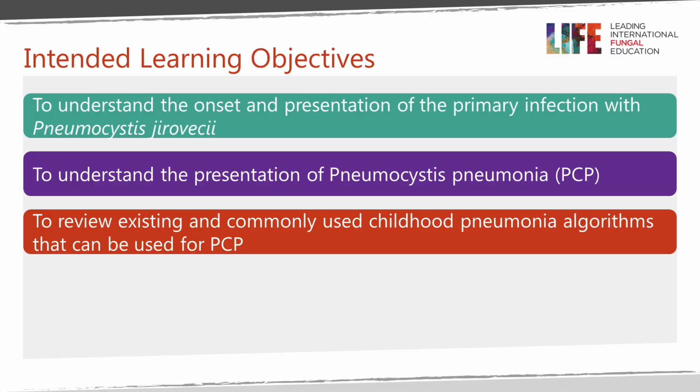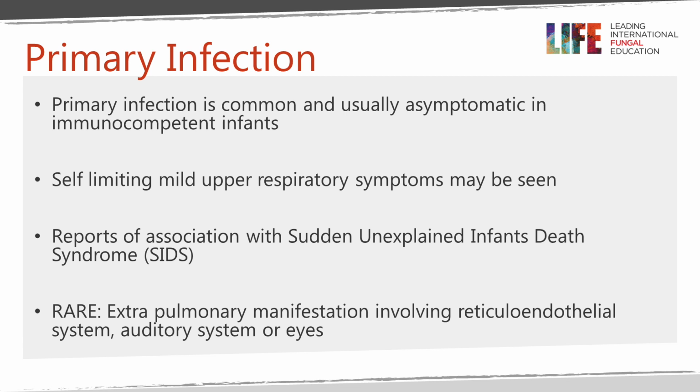So today we're going to be talking about the clinical presentation of Pneumocystis pneumonia in children. And the way we look at the clinical presentation is two ways. So the first thing we think about is a primary infection, which is the very first time that a patient, normally a child, gets infected by the Pneumocystis jirovecii fungus. So the primary infection is very, very common, and it is asymptomatic, especially in immunocompetent infants.